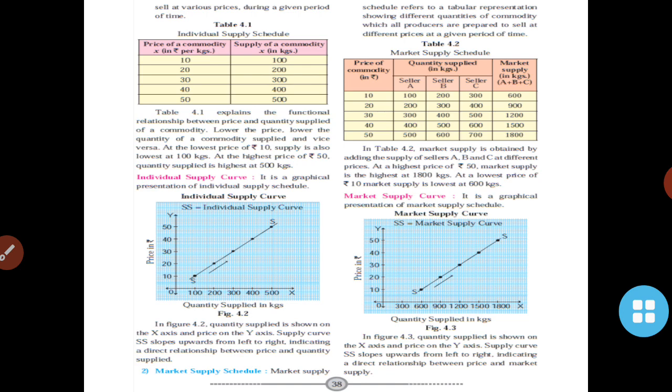Now second is the market supply schedule. The schedule refers to a tabular representation showing different quantities of a commodity which all producers are prepared to sell at different prices at a given period of time. Now table number 4.2, market supply schedule. Here it shows the price of commodity in rupees, quantity supplied in kgs, and market supply in kgs.